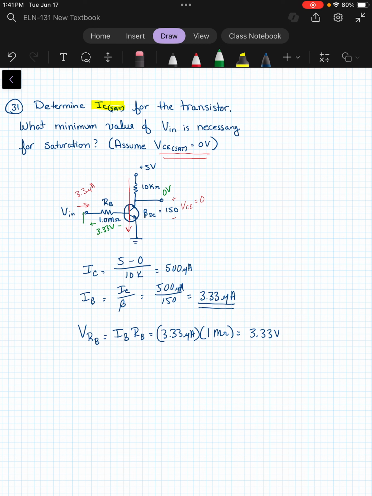Now, that's not exactly what we need at VN, okay, because remember, we also need this junction to be forward biased by about 0.7 volts. So what we would need VN to be would be VRB plus that VBE, which is 0.7. So 3.33 plus 0.7, or about 4.03 volts there. Could be the input voltage for that one.